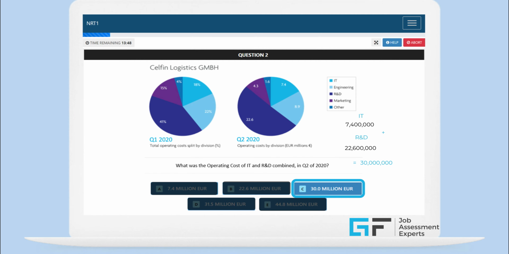In many instances, the information provided will normally be used for 3 to 4 different questions, and taking some time to analyse the data presented will make it easier to answer other questions. Keep watching to master the 3 remaining question types that you will face in any numerical reasoning test.